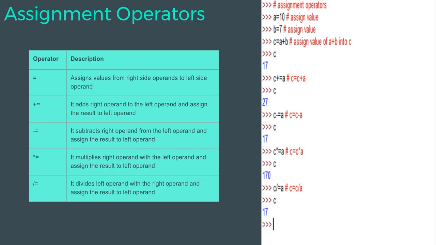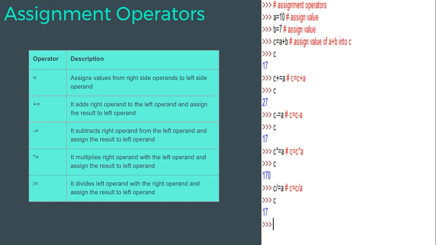First we have to assign the values in the IDLE shell. a is equal to 10 and b is equal to 7. If we perform a simple addition, c is equal to a plus b, meaning 10 plus 7, the answer will be stored in c, and the value is equal to 17. If we perform the addition equal operator, c addition equal to a, what is the meaning of that? c is equal to c plus a.